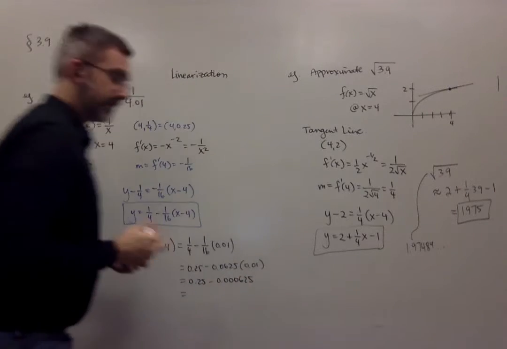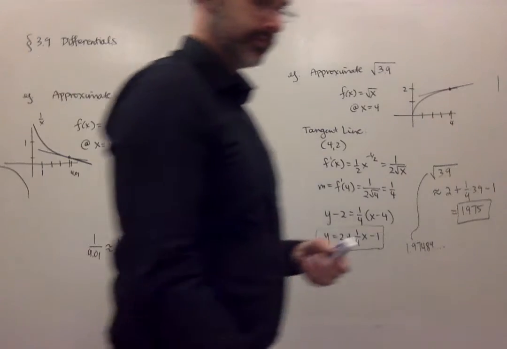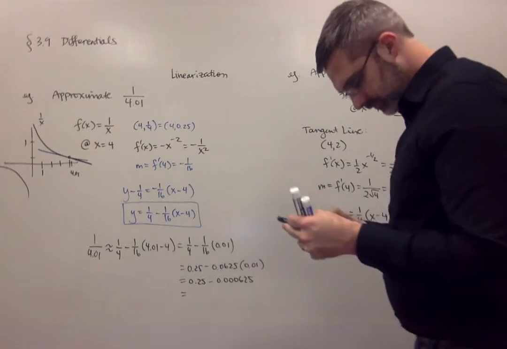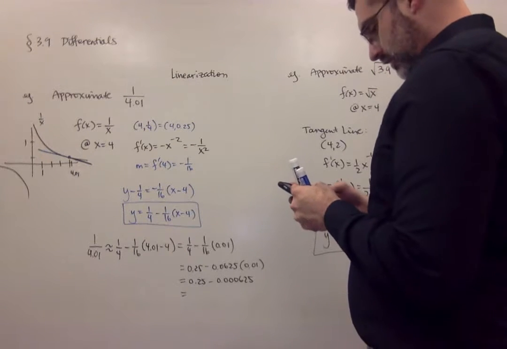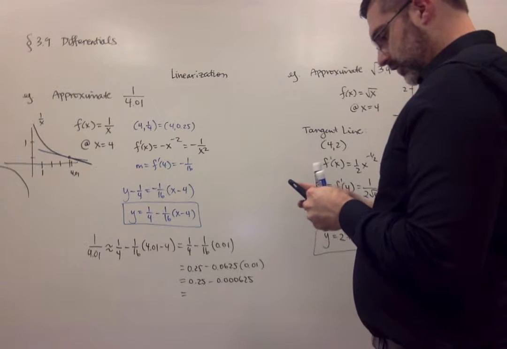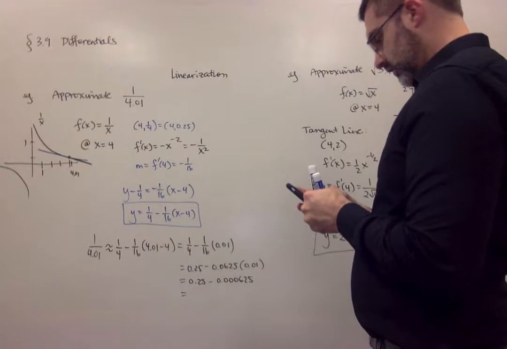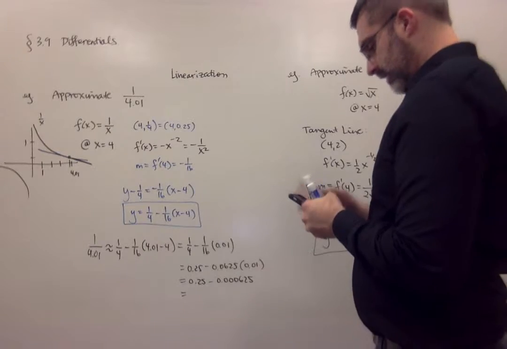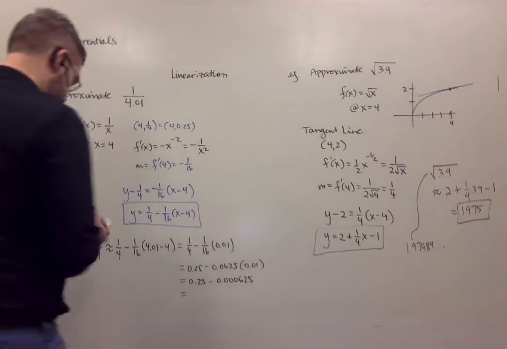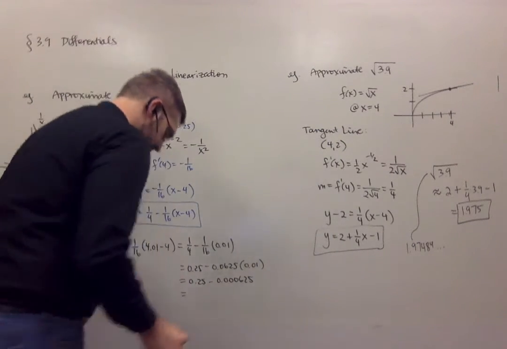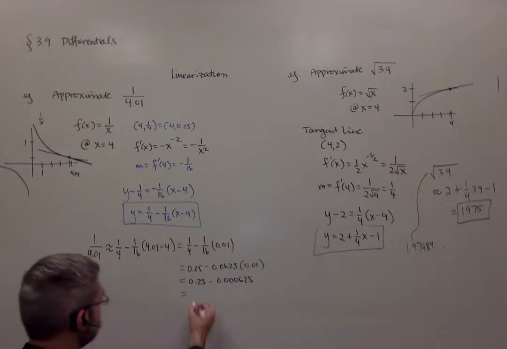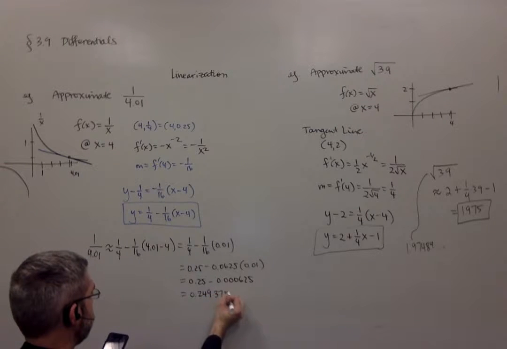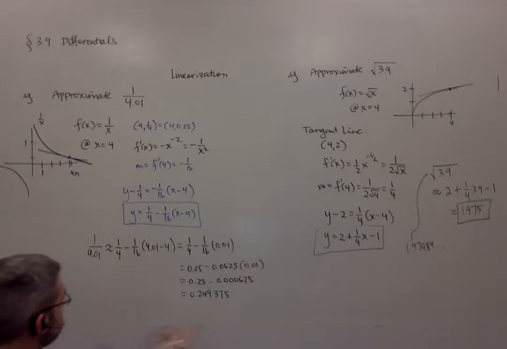And then if we subtract, now, so we have, all right, we get 249,375. Okay, that's our approximation.